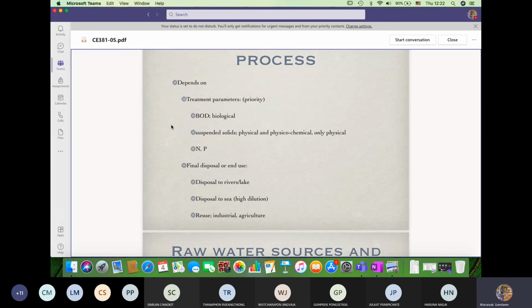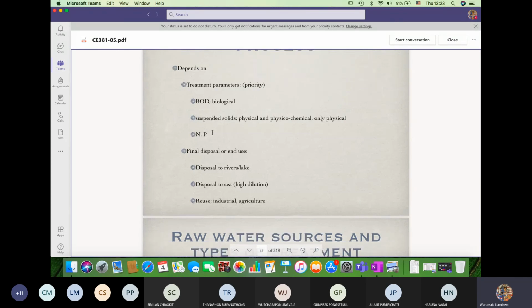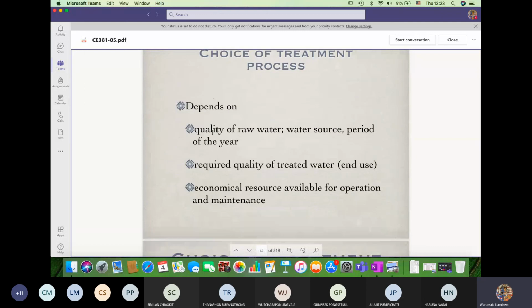Sometimes it also depends on the treatment parameters, which parameters we are really interested in. So if we are really interested in BOD removal, then we have to apply a unit operation which is capable of removing the BOD, or the nitrogen and phosphorus. If we are concerned about eutrophication in the lake and our receiving water is a lake, in that case we have to provide facilities to remove the nitrogen and phosphorus. So these are the ideas of selecting the unit operations and unit processes. We don't have to go for all, because it's not necessary.